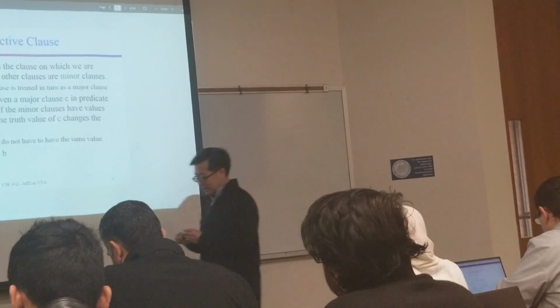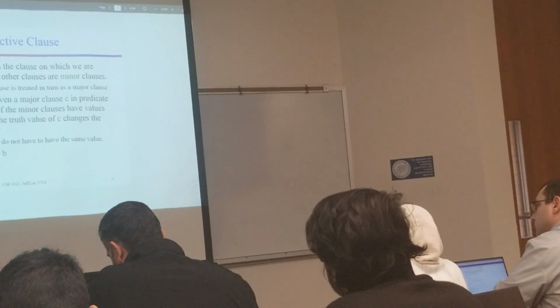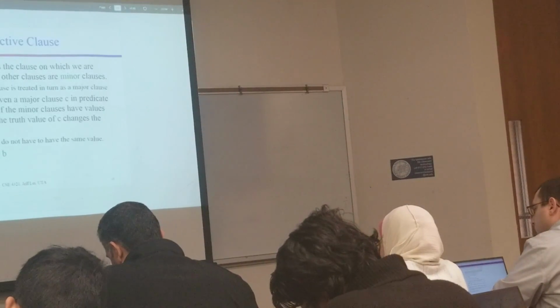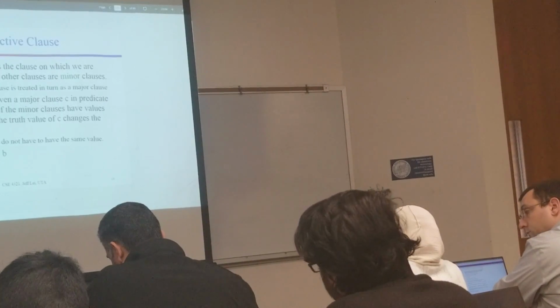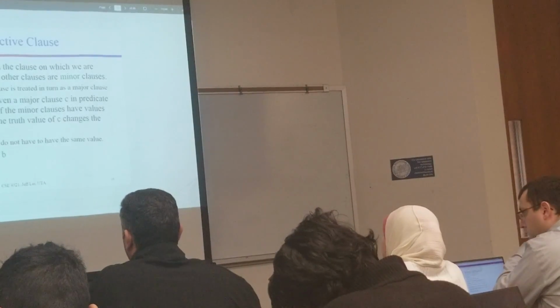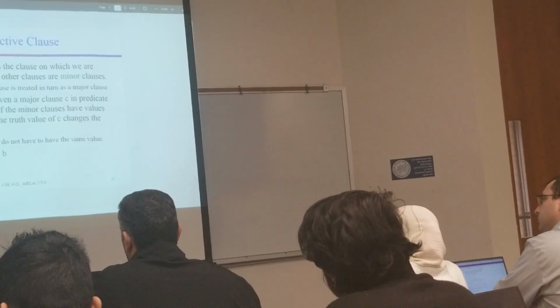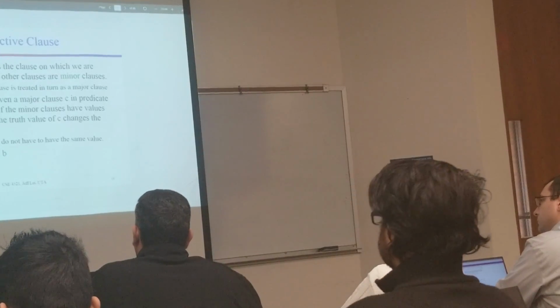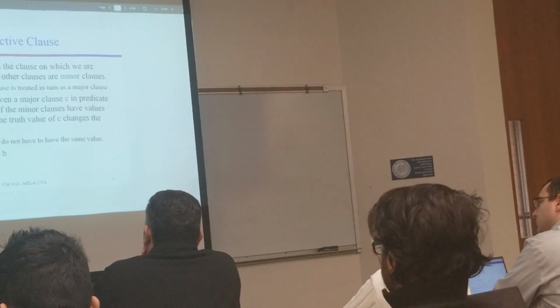So that's the idea. We want to make sure we test the clause, true and false. We want to make sure the effect of the clause is visible on the predicate. That's what is behind this definition. Why we want to make sure, when I change the value of the major clause, which is the clause I'm trying to test, that it will change the value of the predicate.